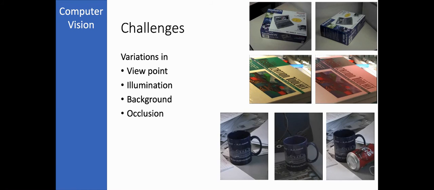Objects may be cluttered, so they are occluded by different structures. For example, here the cup is occluded by this bottle. We want to be able to recognize objects even though some part of it is not visible. And lastly, all these four challenges are inherent in specific object recognition, as well as object category recognition.